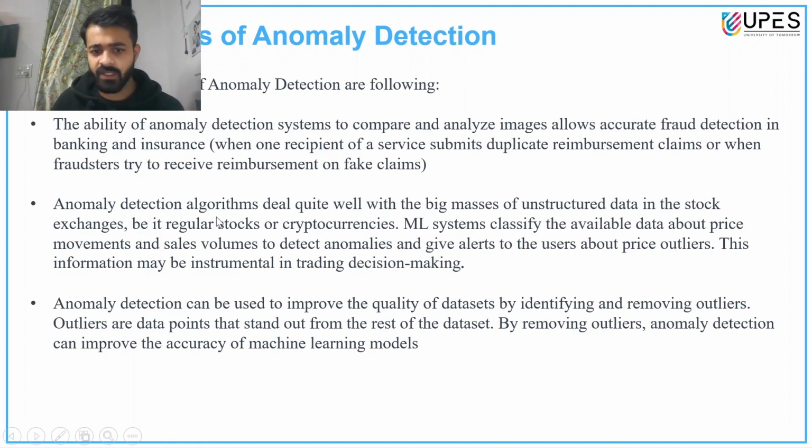Anomaly detection algorithms deal quite well with big masses of unstructured data in the stock exchanges, be it regular stocks or cryptocurrencies. ML systems classify the available data about price movements. This information may be instrumental in trading decision making. It can also be used to improve the quality of data sets by identifying and removing outliers in the initial stages of a machine learning framework.